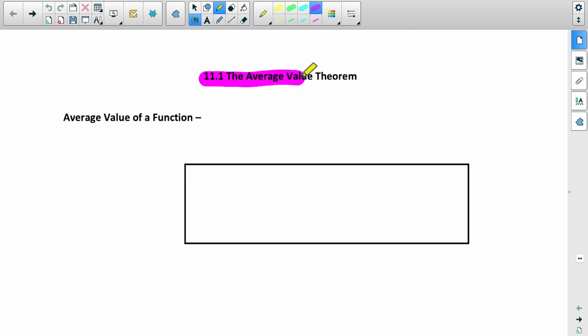Okay, everyone, we're to the last chapter of calculus. How exciting! What we're going to be looking at in this chapter is some different applications of integral calculus. So we're going to start with the average value function, the average value theorem.